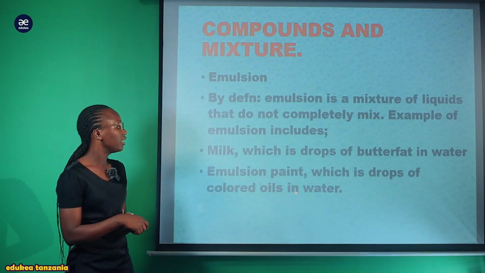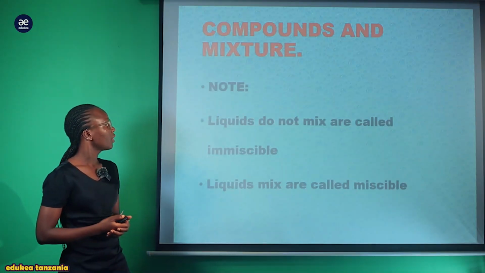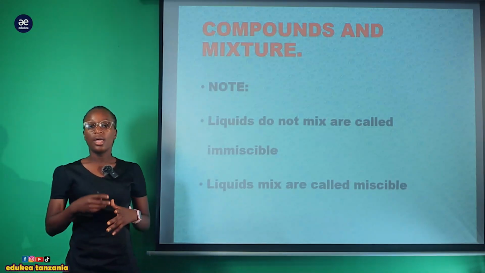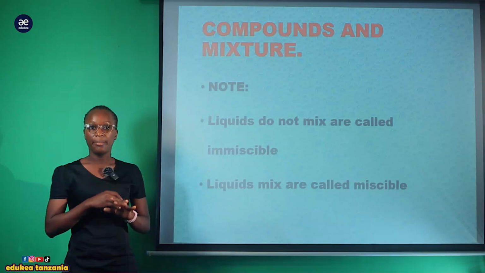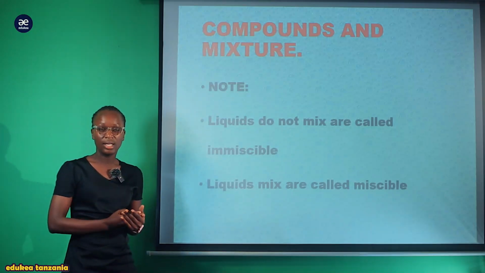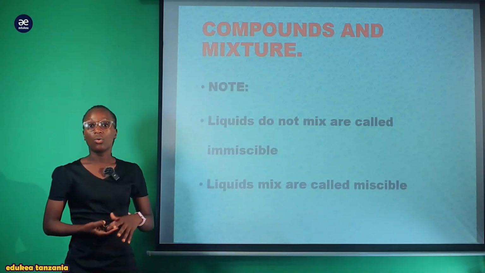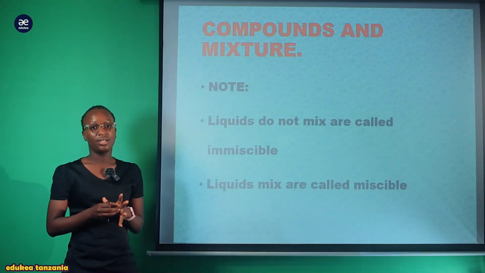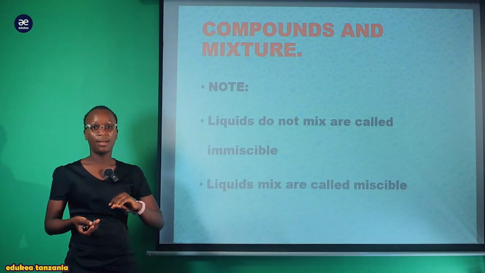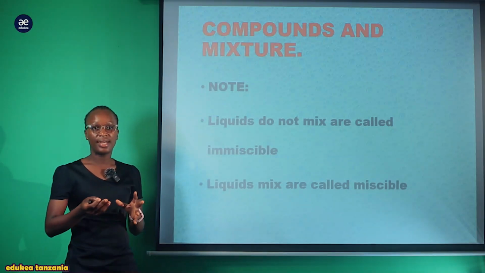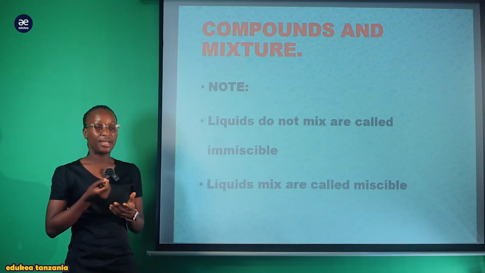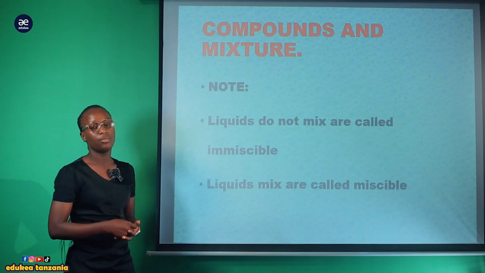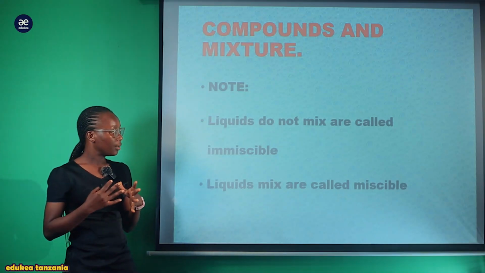Now note that liquids that do not mix are called immiscible. So immiscible liquids are those which do not mix. For example, oil and water, cooking oil, mafuta ya kula ukichukua ukichanganya na maji do not mix, hayachanganyiki. You can see that the mixture tends to form layers, yanatengeneza layer baada ya na hayawezi kuchanganyika. Another is liquids which mix, called miscible. So all liquids which tend to mix completely are called miscible liquids.